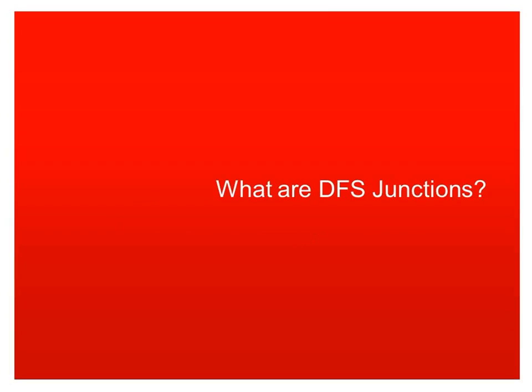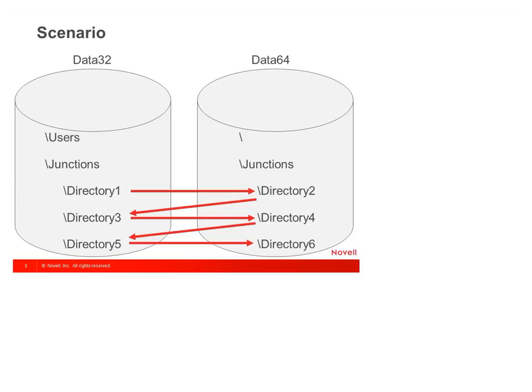Before we actually take a look at what's new, let's start off by taking a look at what DFS junctions are for those of you who might not know. DFS junctions allow you to create a larger file system than what you actually have by creating links from one directory to another directory, probably on a different file system. They're very much like symbolic links in Linux or shortcuts within Windows.